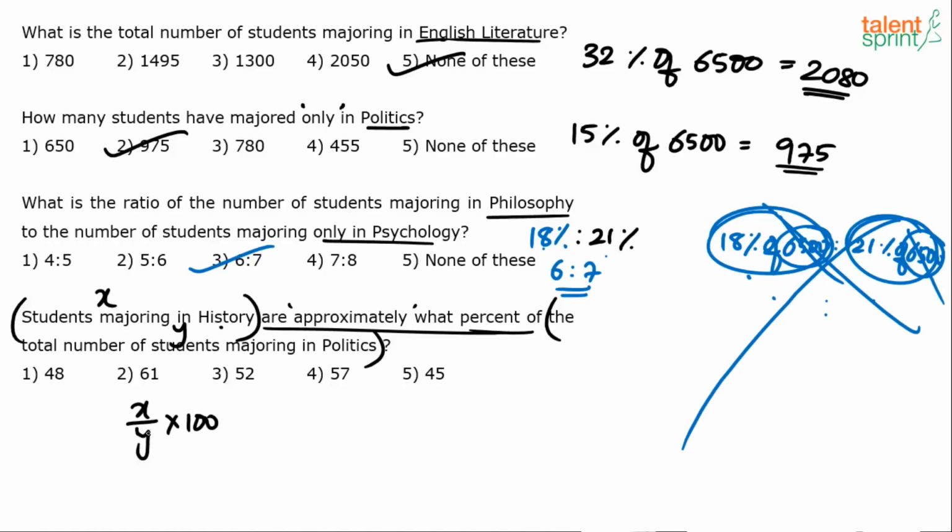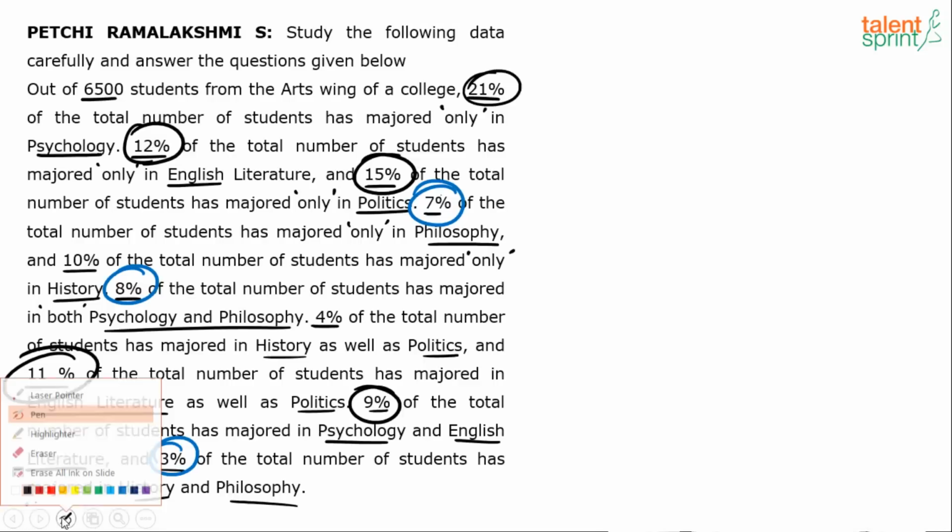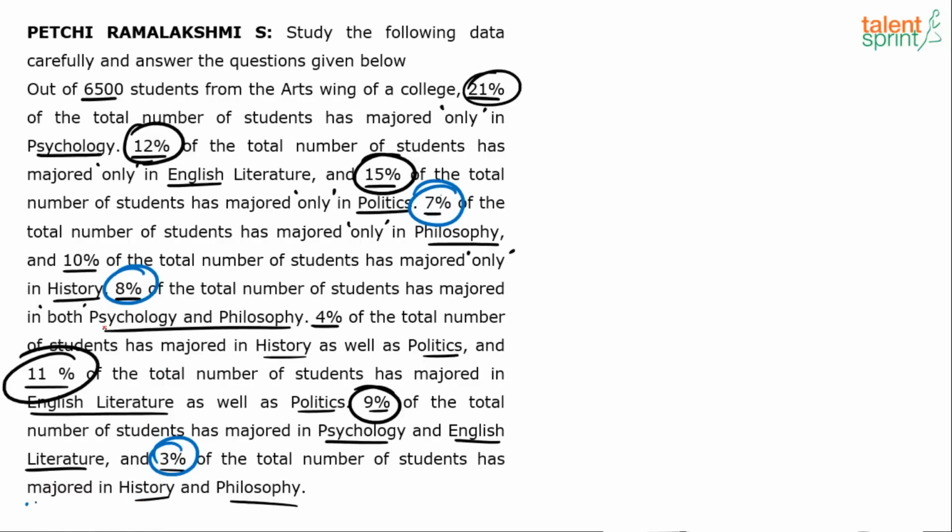Now what is X actually? X is students majoring in history. What is Y? Total number of students majoring in politics. The word only has not been used. So all history versus all politics. So let's find out all history first. Let me use red color, all history. All history meaning only history plus other histories also.